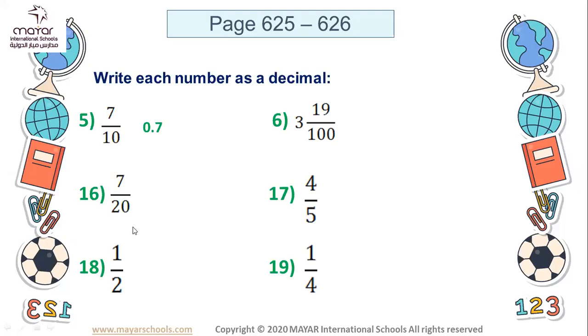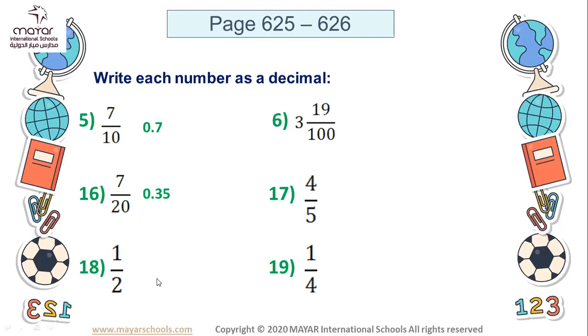Okay. Abdullah, can you do 17 or 18? Let's do 18. 1 out of 2. I didn't understand. Change it to 10, 100 or 1,000. I didn't understand 16. Okay, look. In 16, we multiply by 5. 7 times 5 is 35. 20 times 5 is 100. So 35 out of 100.